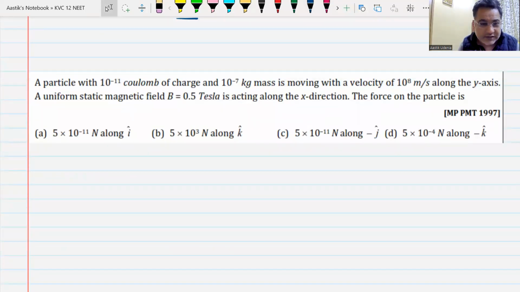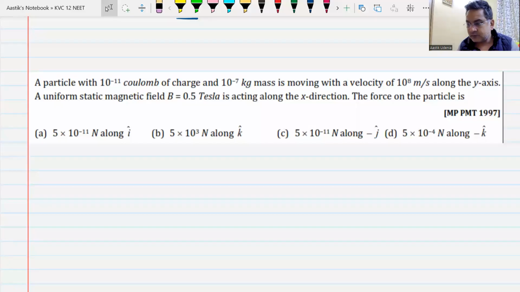A particle with 10 raised to the power minus 11 coulomb of charge and 10 raised to the power minus 7 kg mass is moving with a velocity 10 raised to the power 8 meter per second along the y-axis. It's quite a huge velocity. A uniform magnetic field of 0.5 Tesla is acting along the x direction. What is the force on the particle? There are 4 options given to you, and I'll wait for you to give me the correct answer.